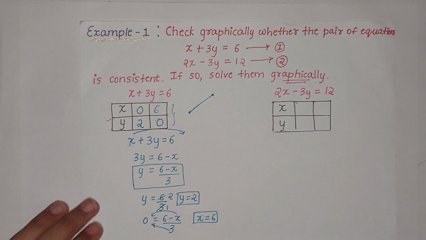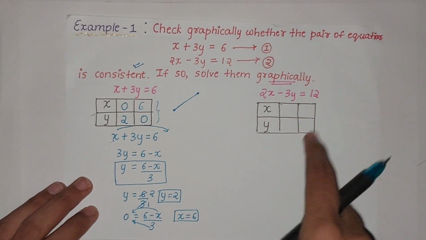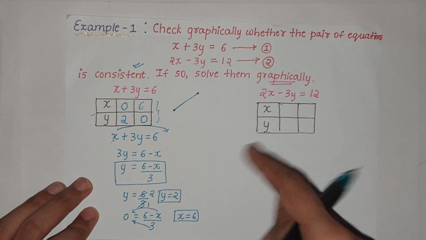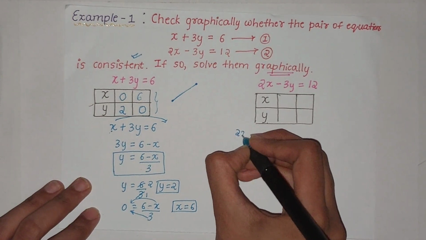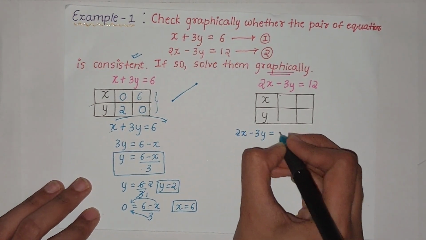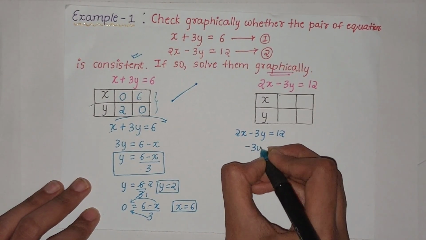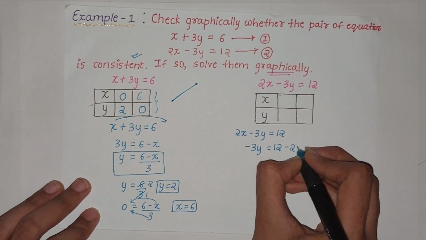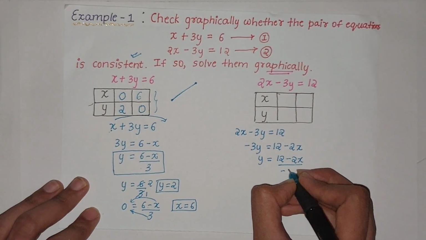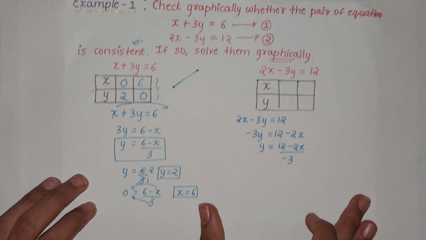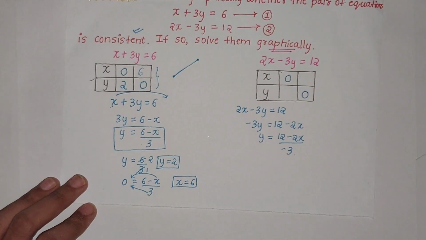But we have to check graphically whether the equations are consistent, and that is why I have to find the coordinates of this one too. Why are we finding coordinates? Let me tell you, but first, let's find it. Now, 2x − 3y = 12. Write it in terms of y: y = (12 − 2x)/(−3). Now put x = 0, and in the next step put y = 0.